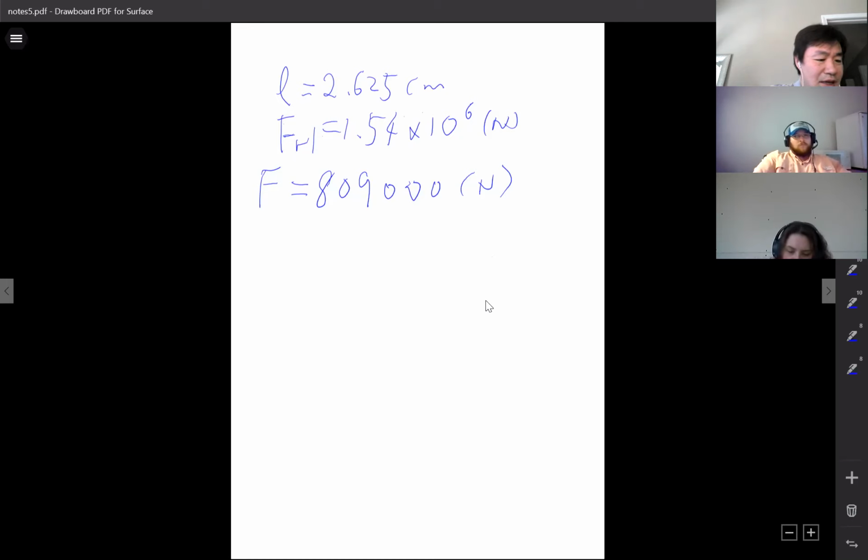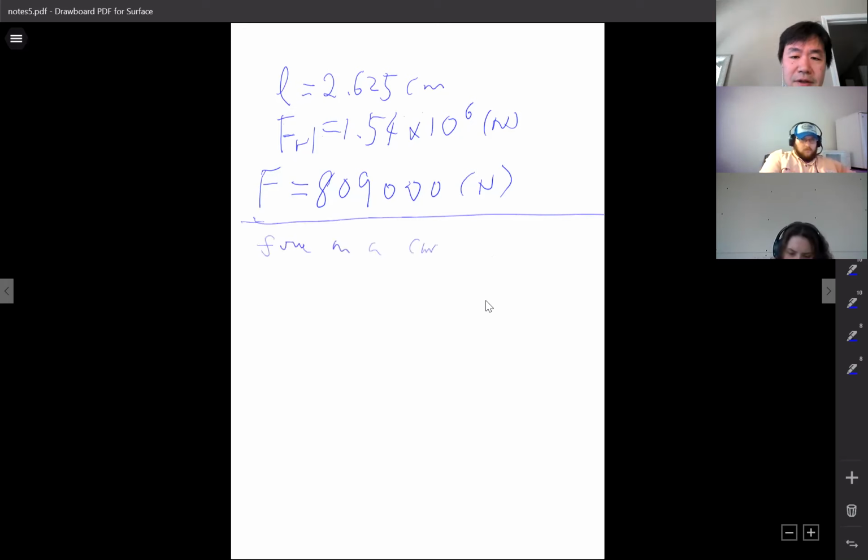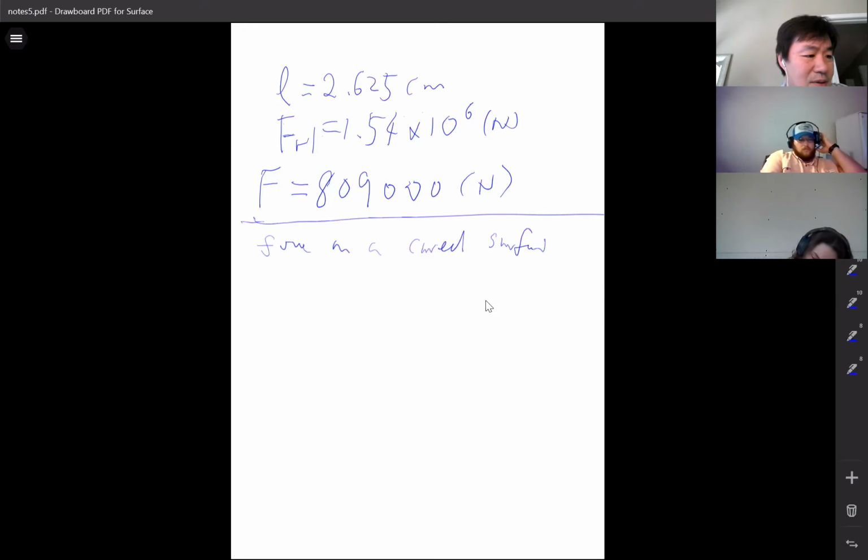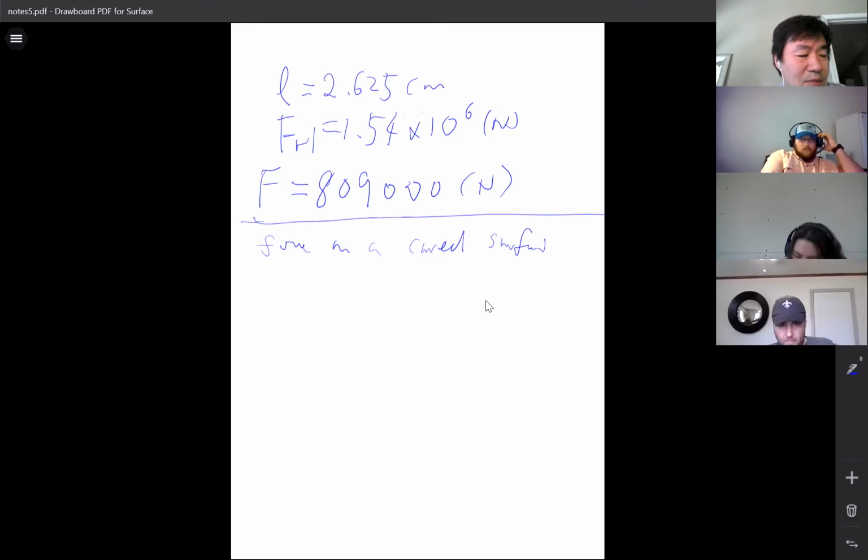So today, let's look at the curved surface. Let's continue on the notes. Curved surface, okay? So let's do an example. The way we calculate the curved surface will be used to derive the buoyancy force.